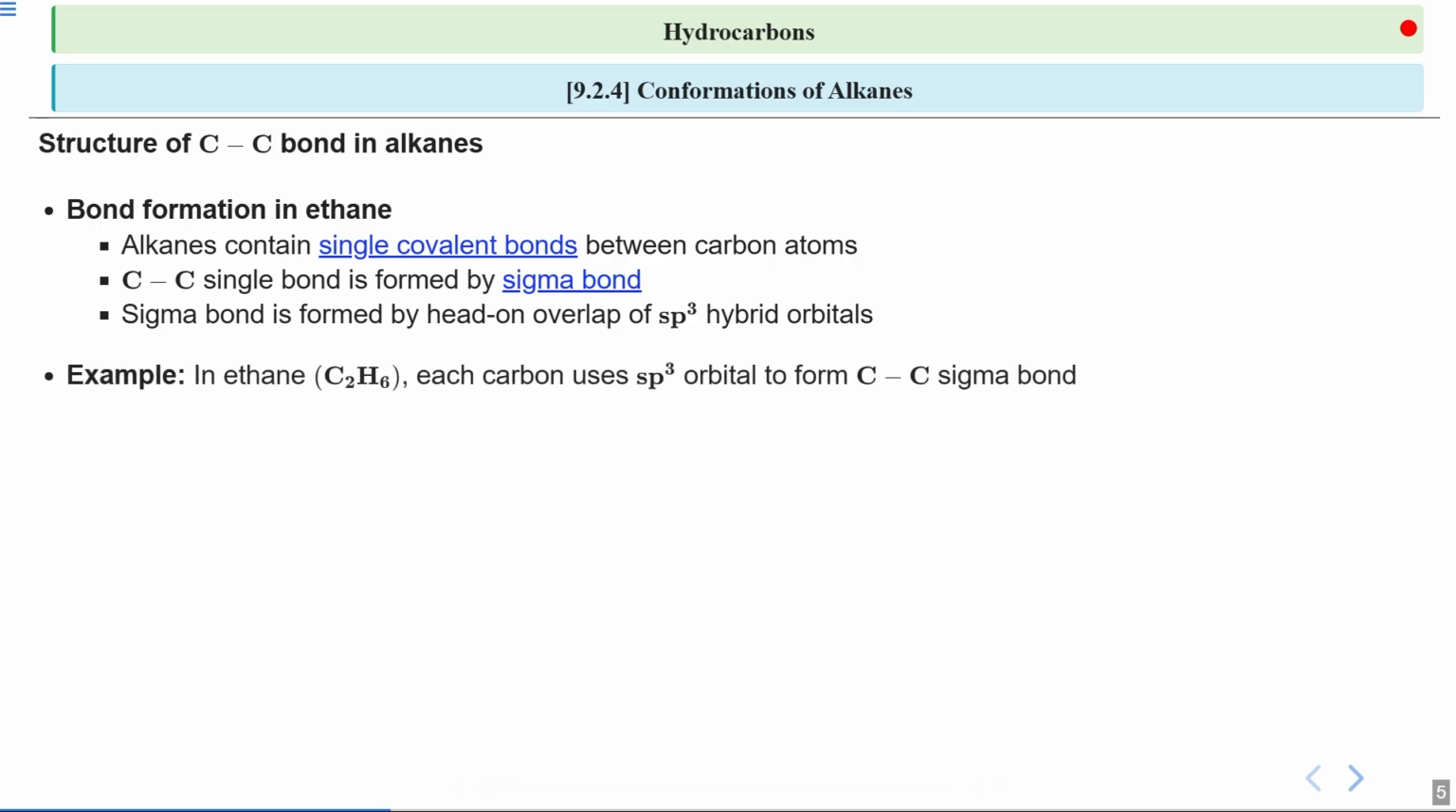As an example, in ethane, each carbon atom uses an sp3 hybridized orbital to form the carbon-carbon sigma bond. So this is a specific case of how these bonds are formed in alkanes. Next, we have a visual representation of bonding in ethane with an image. This helps us to see how the sp3 hybrid orbitals of two carbons are overlapping to form the sigma bond between the two carbon atoms.